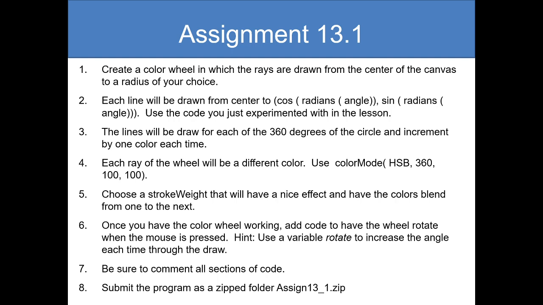Choose a stroke weight and kind of make it look nice. Here's the kind of tricky part. Once you have that functioning, and that's the really big thing with coding, is have it function first before you start adding on new things. Once it's actually there, then you can start messing with stuff. So once you have that color wheel working, add code to have that wheel rotate when the mouse is pressed. Here's a hint. Use a variable called rotate to increase your angle each time through the draw.